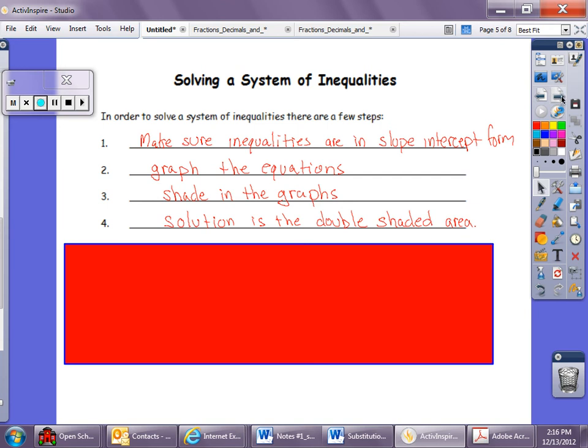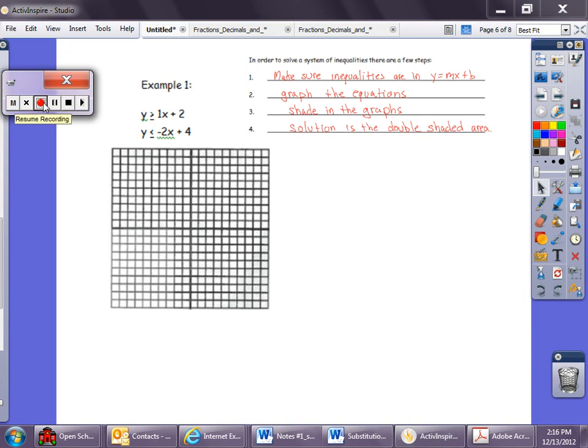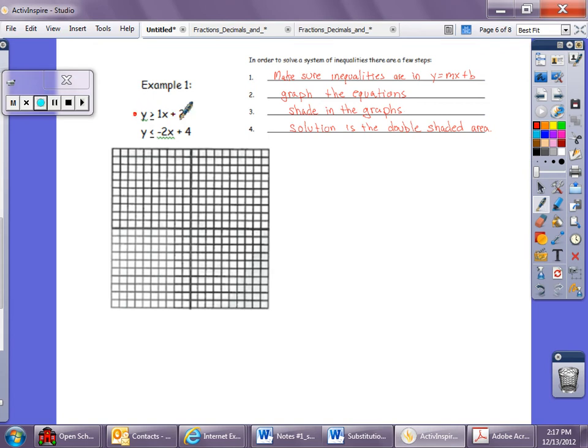So if we look at the first example, we have y is greater than or equal to 1x plus 2 and y is less than or equal to negative 2x plus 4. They're both in slope-intercept form. So what we're going to do is graph the first equation. We want to start this equation at 2. That's our y-intercept, so we start at 2, so it's up 2.